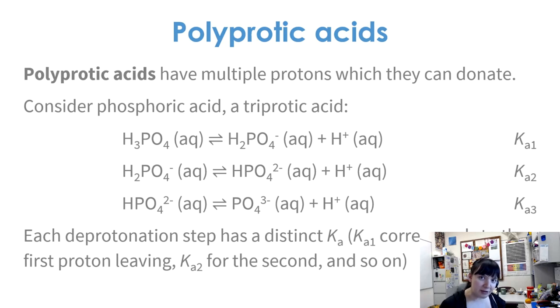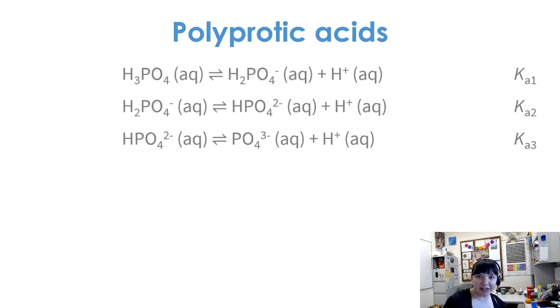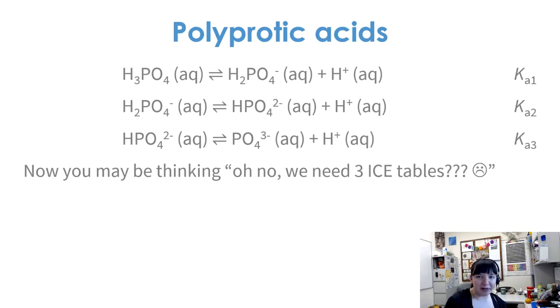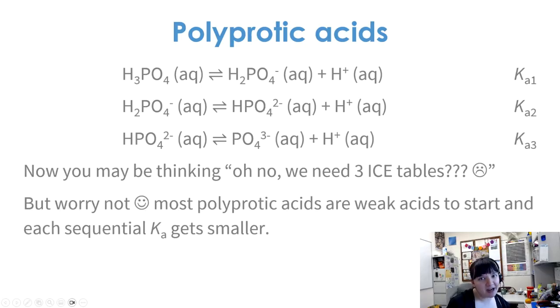Now, when it comes to working with problems involving polyprotic acids, it can be a little daunting to see all of these different acid dissociation steps. And you may be thinking to yourself, oh my gosh, am I going to have to do 3 ICE tables for any of these polyprotic acid problems? And the answer is not necessarily. Oftentimes, as you have seen throughout the chapter, something that we're interested in with acids is what the pH is. So really what the concentration of H plus or hydronium may be in a solution.